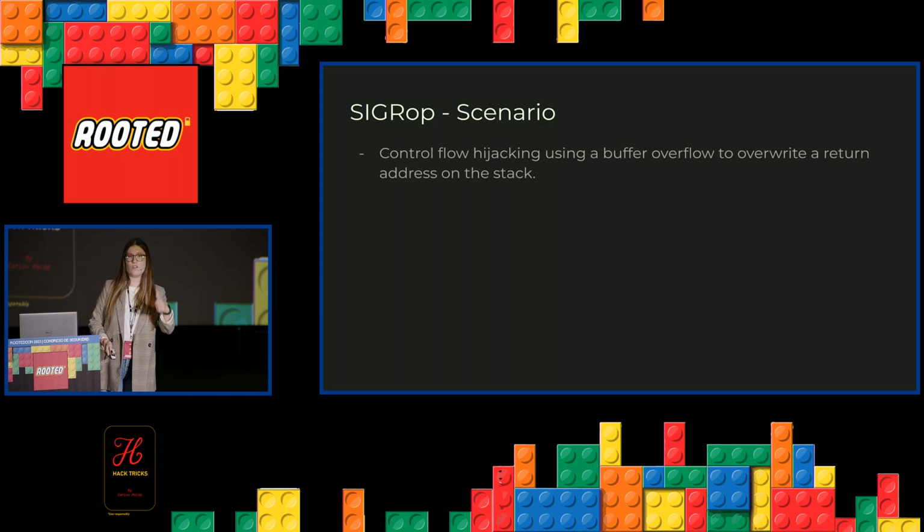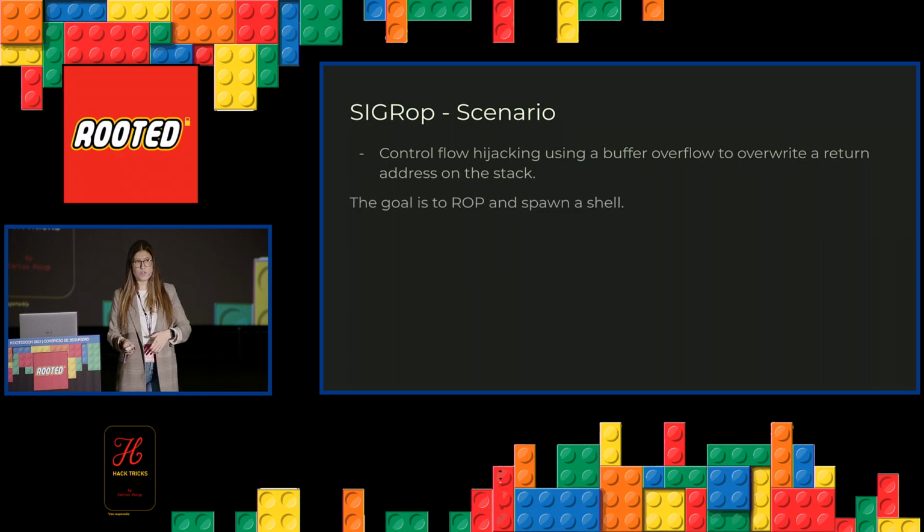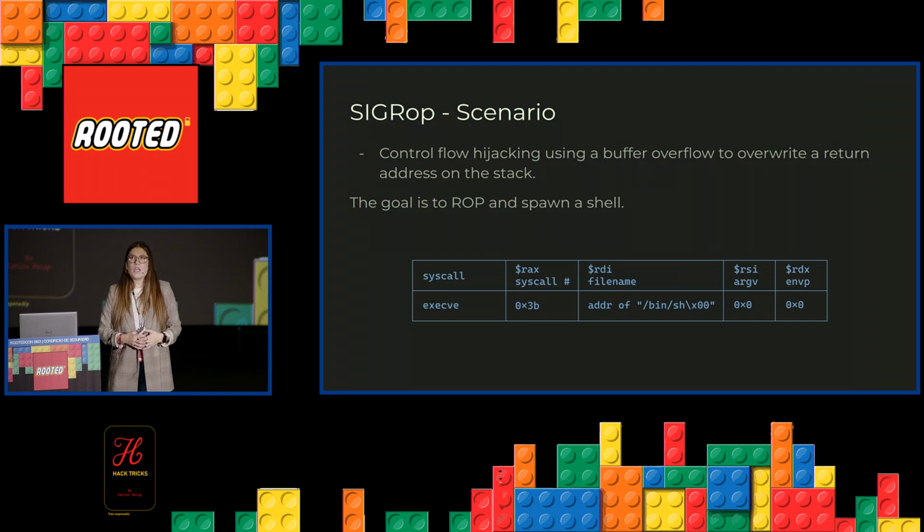So we have the control flow hijacking, because somehow, for example, using a very big buffer overflow, we managed to override return addresses inside the stack. And our goal is to ROP, so to apply the technique we've just seen in order to spawn a shell. A possible approach is, if we want to spawn a shell, then we can try to execute a syscall instruction, specifically the execve syscall, which is used for executing programs.